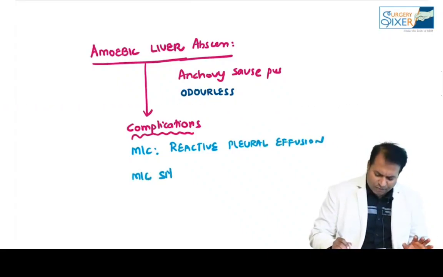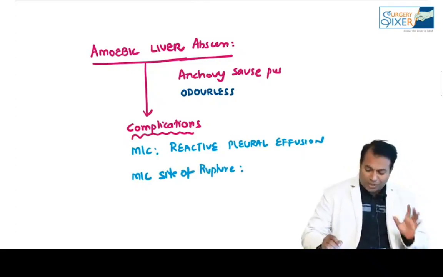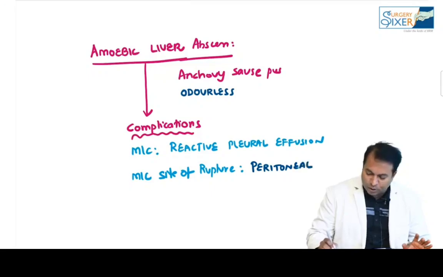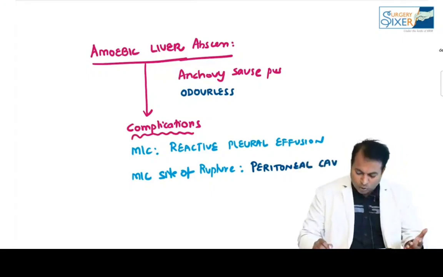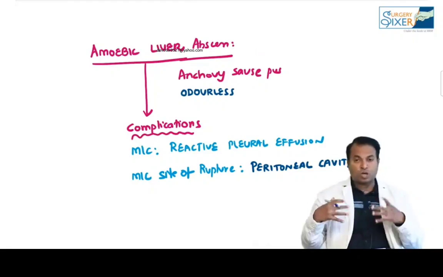Most common site of rupture: the amoebic abscess can rupture. Where is the common site of rupture? It will usually rupture into the peritoneal cavity. No controversy in this. Please don't get confused. It will not rupture into the lung or the pleura commonly. It will rupture into the peritoneal cavity commonly. The most common complication is reactive pleural effusion. The most common site of rupture is the peritoneal cavity.